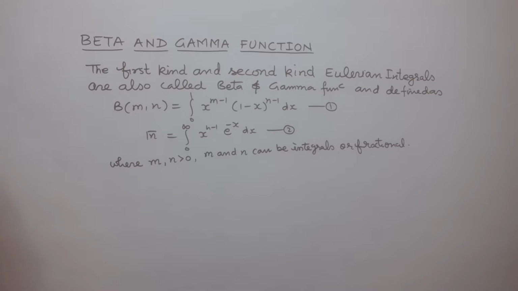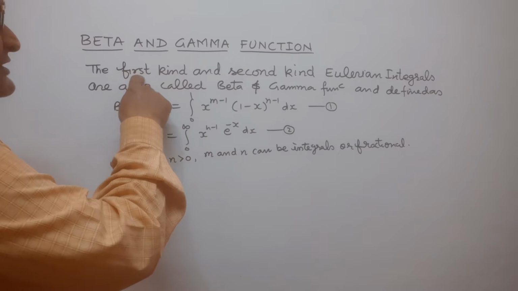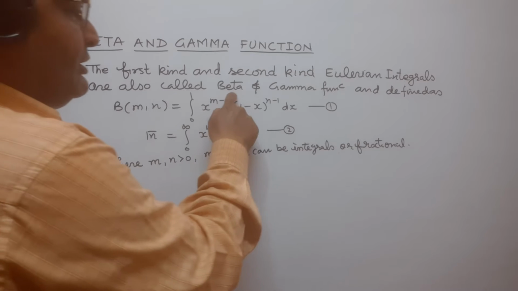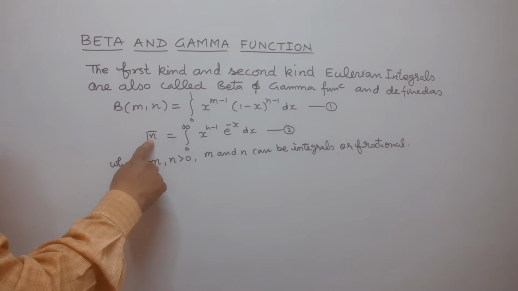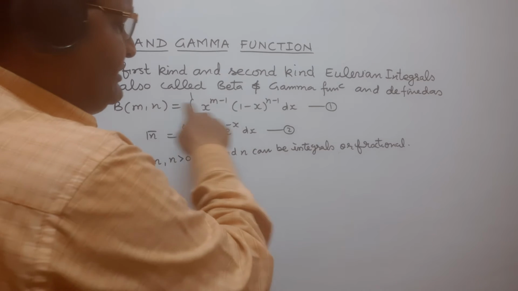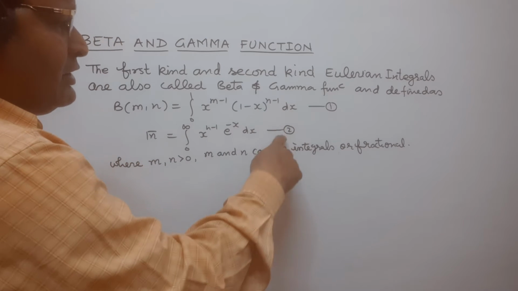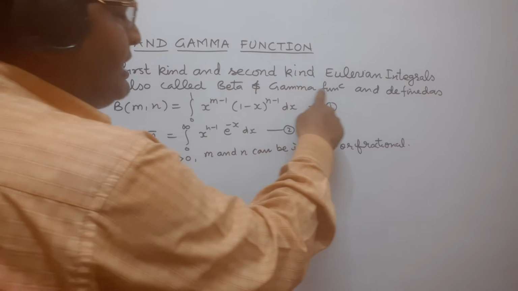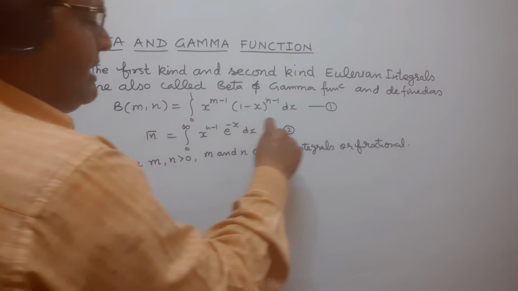Since these are the beta and gamma functions, these integrals are called first kind and second kind Eulerian integrals. These are also known as beta and gamma function. The beta function is read as beta m, n and this is gamma n. The first integral is called the first kind integral and the second is the second kind integral. So this is the first kind Eulerian integral, this is the second kind Eulerian integral.